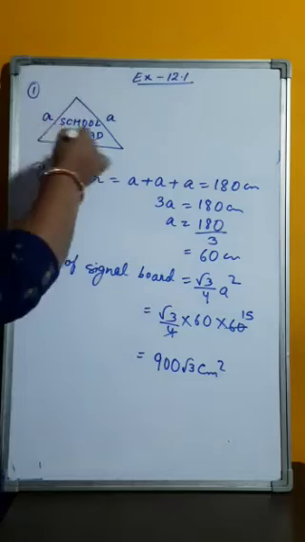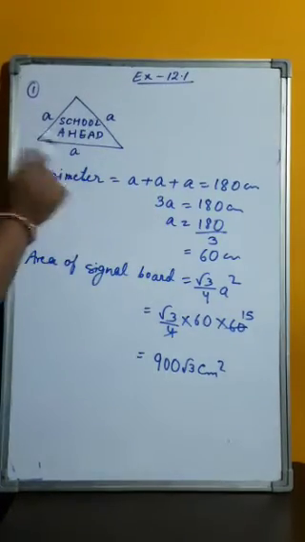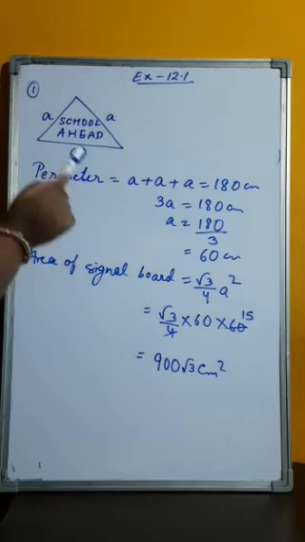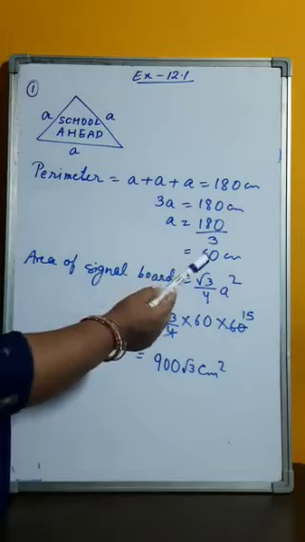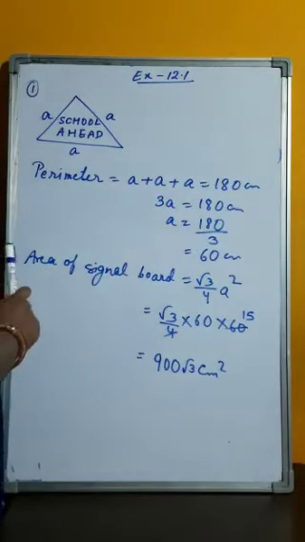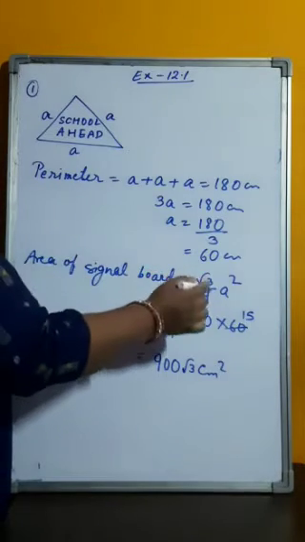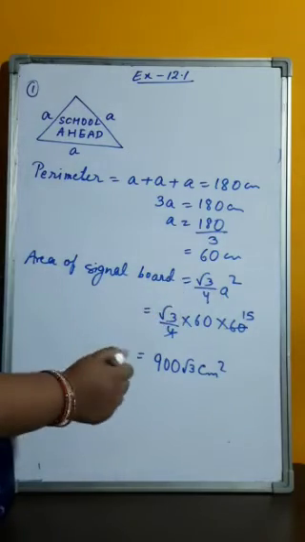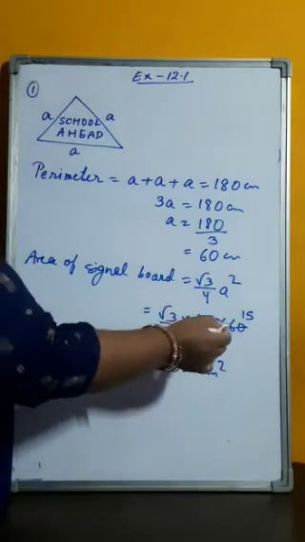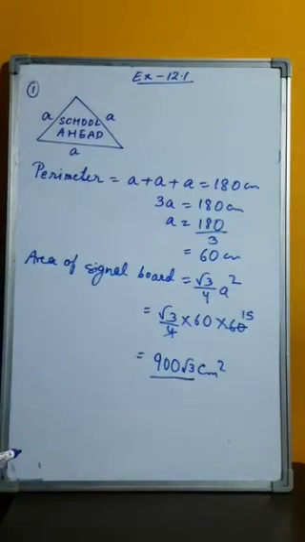Here the perimeter of this signal board is given. It is 180 cm. So the sum of the sides of this equilateral triangle will be A plus A plus A, which is 3A equal to 180 cm. So A will be 180 by 3, that is 60 cm. Last day we calculated the area of an equilateral triangle as root 3 by 4 A square using Heron's formula. So this formula can be used. At the place of A we will put 60 into 60. So it is calculated as 900 root 3 centimeter square.